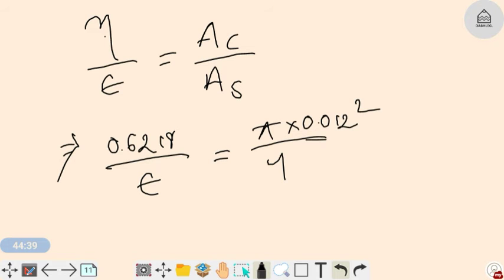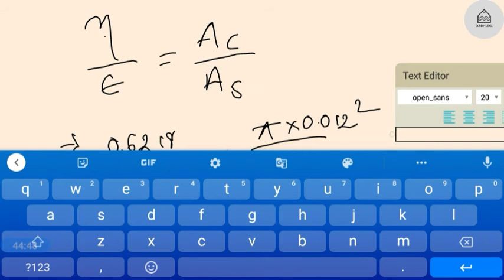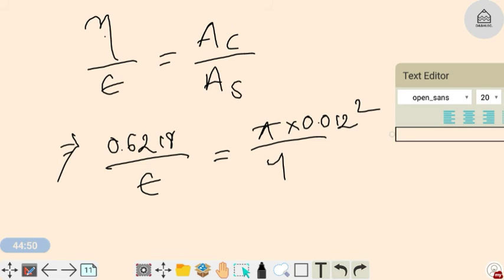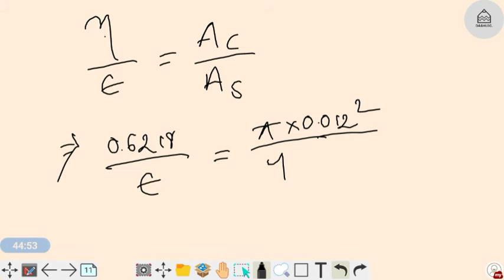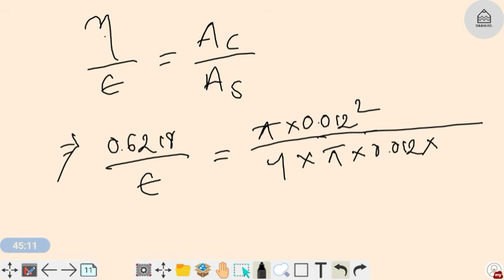0.012 square. Okay. Now what is surface area? Surface area is pi dl. Pi, what is d? 0.012 into L. L is 60 mm, 0.06. Okay, from here I can directly find out the effectiveness.